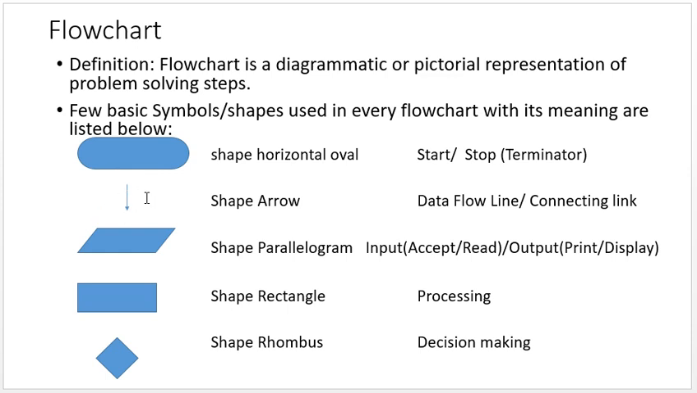The arrow is the shape which represents the data flow line or connecting links. Then the parallelogram shape is used for input, that is accepting or reading the data, as well as displaying, outputting or printing the data. Input and output are represented by the parallelogram.